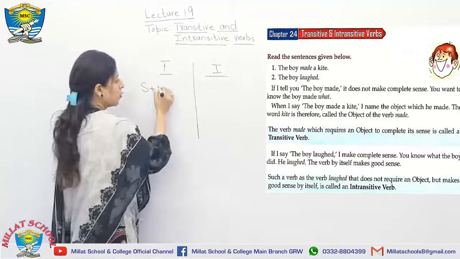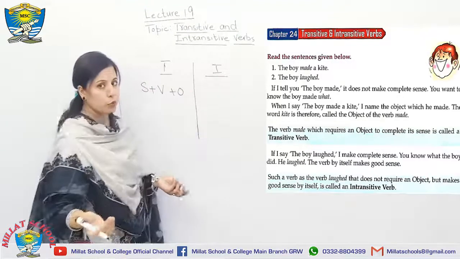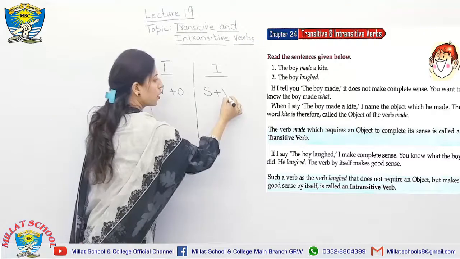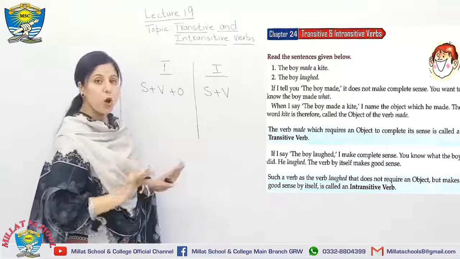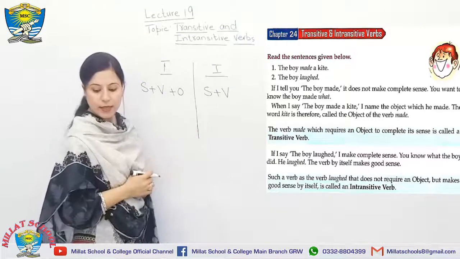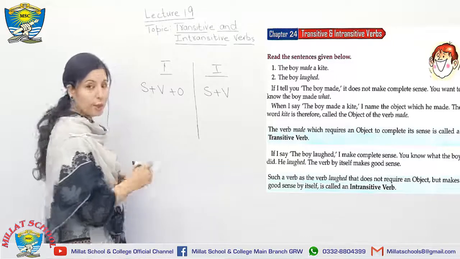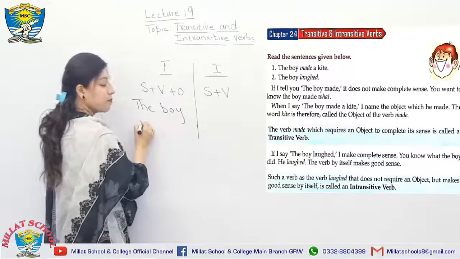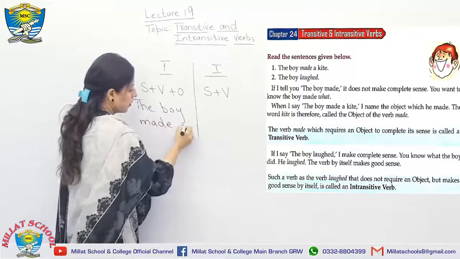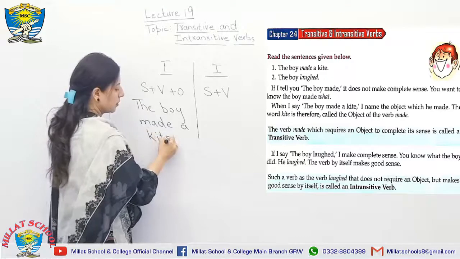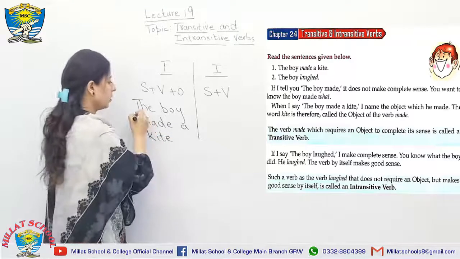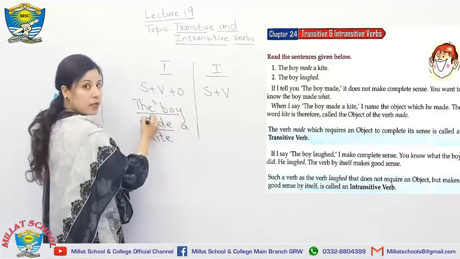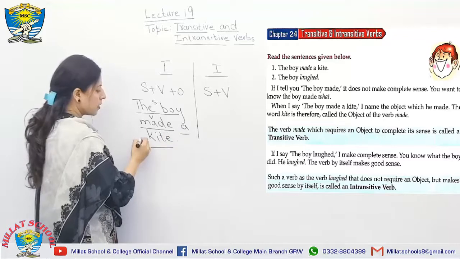Subject plus verb plus object that we usually use. But in the intransitive, there is only subject along with the verb and there is no object here. How? Let's see one example. The boy made a kite. What's the subject here? The boy is a subject, made is a verb, and a kite is your object.